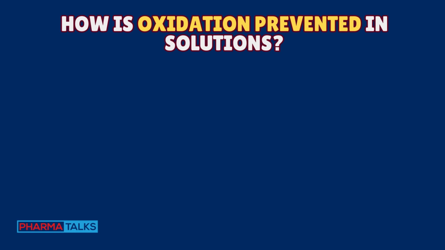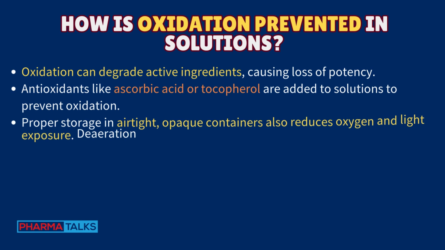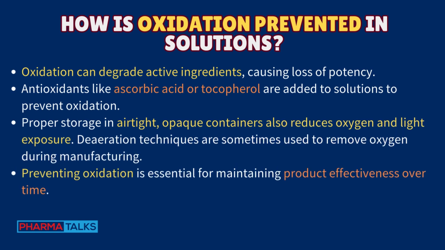How is oxidation prevented in solutions? Oxidation can degrade active ingredients, causing loss of potency. Antioxidants like ascorbic acid or tocopherol are added to solutions to prevent oxidation. Proper storage in airtight, opaque containers also reduces oxygen and light exposure. Deaeration techniques are sometimes used to remove oxygen during manufacturing. Preventing oxidation is essential for maintaining product effectiveness over time.